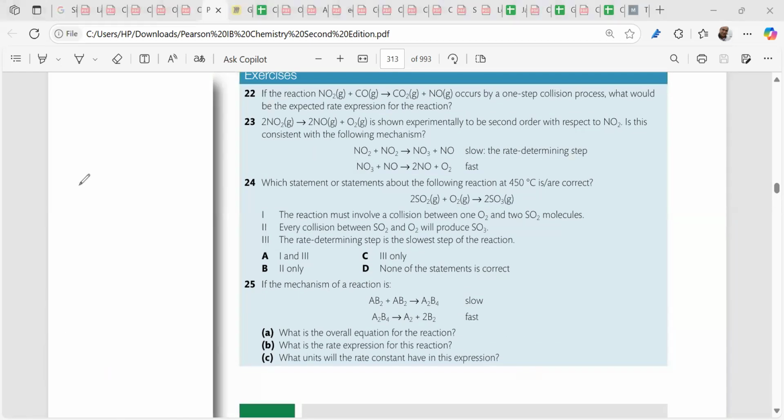Tell me. See, can you tell me this? For 23. I already told you, what is the rate equation? Tell me. Already told you. Second order reciprocal. Can you write down the rate expression? K into NO2 to the power of 2. Understood? So is this consistent with this mechanism? What do you think? Yes, it's consistent. Brilliant answer, right?